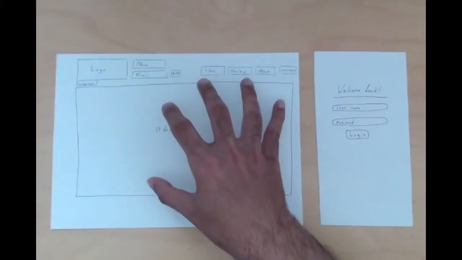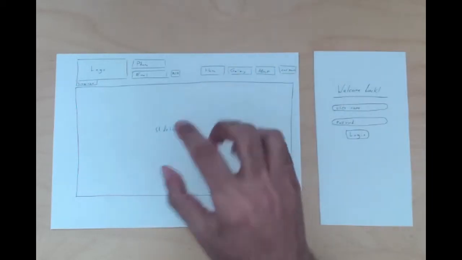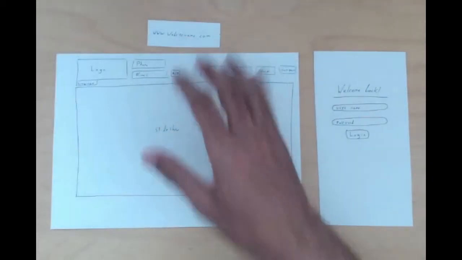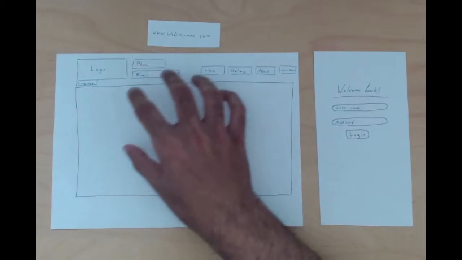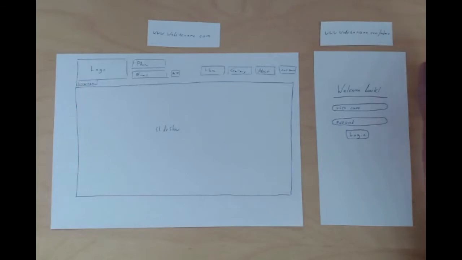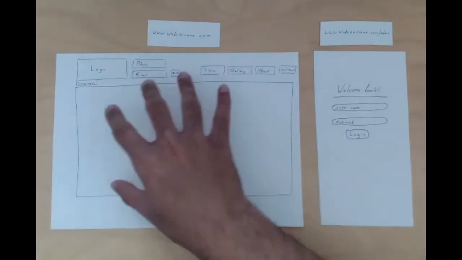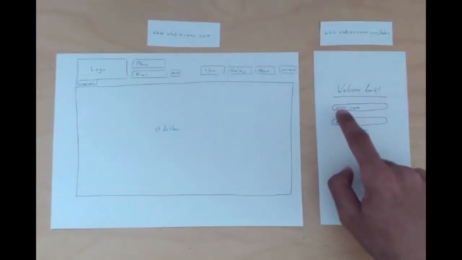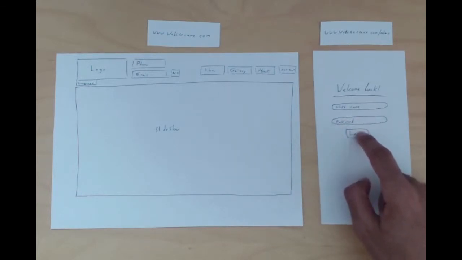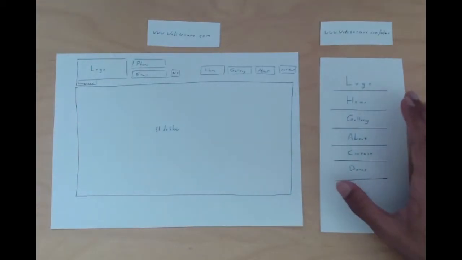Alright, so this is what the website of our clients will look like, what his viewers will see. www.websitename.com. And this is what he's going to use to manage his website: websitename.com/admin. In order for him to manage this website, he'll need to log in. So he puts down his username and his password, clicks login, and he gets to his admin panel.